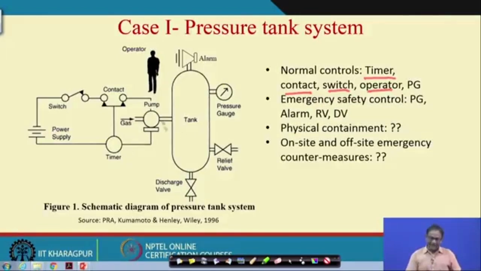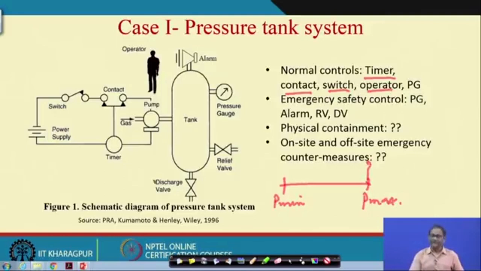Now, what happens if... normal means so long as the pressure, suppose the design pressure, this is P mean and this is P max. So long as it is within this, particularly from the safety point of view, up to P max, fine, this is normal. But because the pump is getting commands from many things, there can be failure of so many components. So, what will happen? There will be a case where your pressure may exceed to this side.